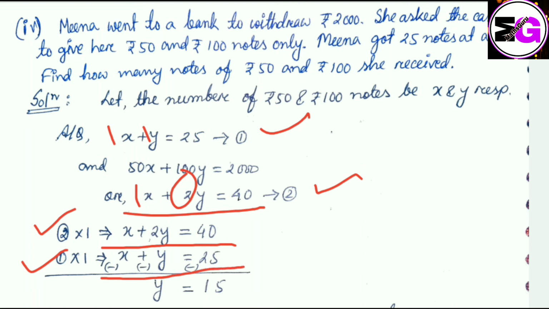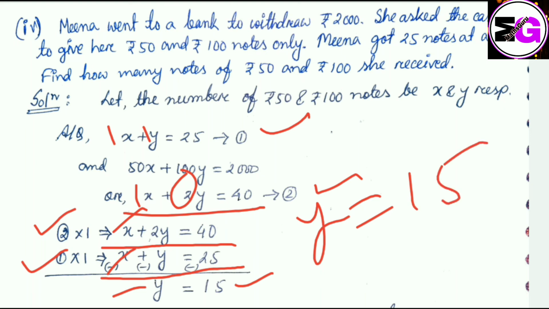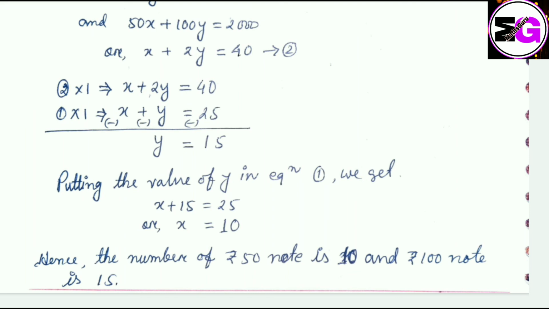is equal to 25. The coefficients of x are 1 and 1, the same sign, so we have to subtract. Subtracting, x minus x cancels out, so twice y minus y is equal to y, and 40 minus 25 is 15. So the value of y we got is 15. This value of y we can put in any one equation.